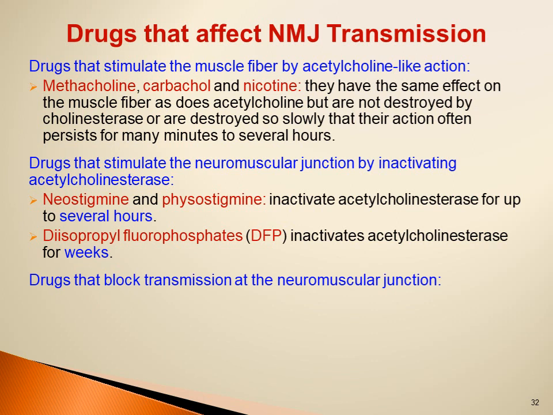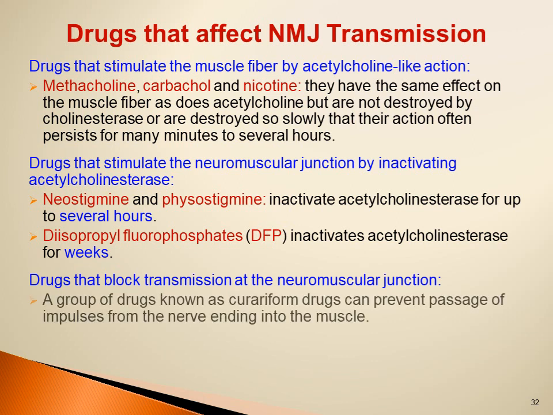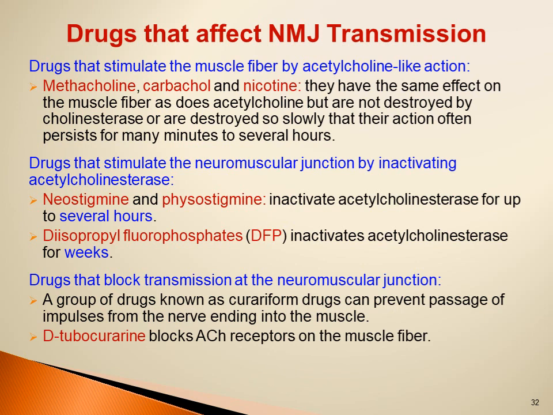The third group of drugs block transmission at the neuromuscular junction, and this is a group of drugs known as curariform drugs that can prevent passage of impulses from the nerve ending into the muscle, like D-tubocurarine, which blocks acetylcholine receptors on the muscle fiber or in the motor end plate.